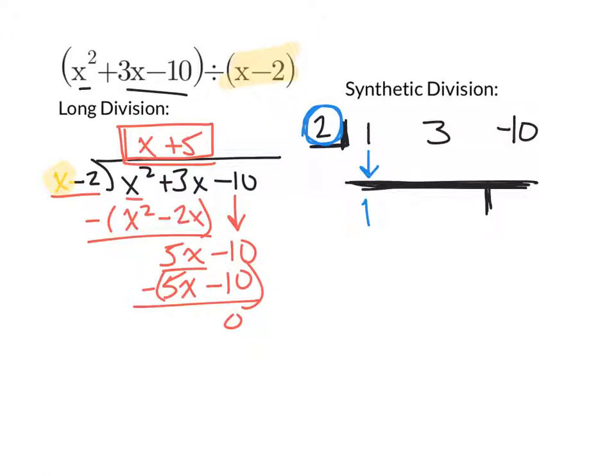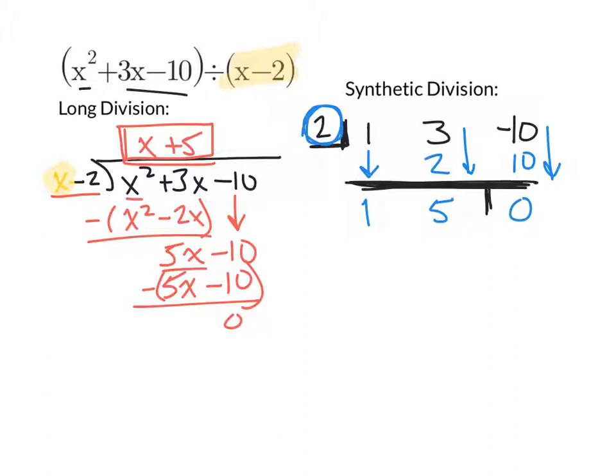1 times 2 is 2. Then add. 3 plus 2 makes 5. Now repeat the process. Multiply and add. 5 times that 2 again is 10. And when I add those two together, negative 10 plus 10, we're left with 0.